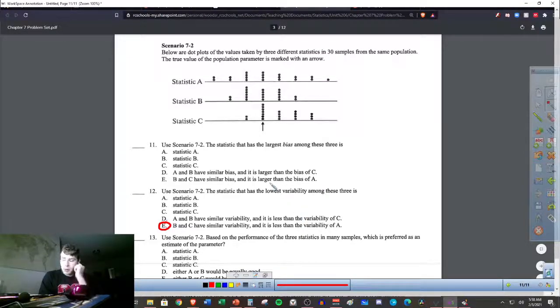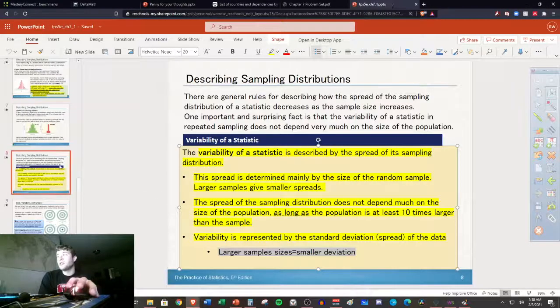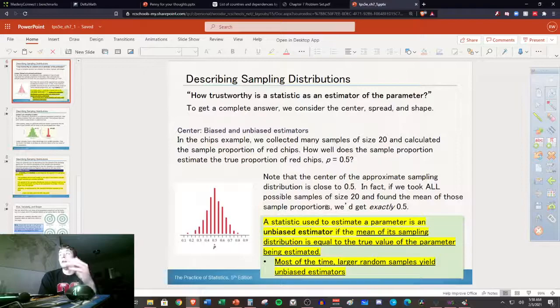All right, cool. So we're through those. Now we're going to talk about the last idea that was in that first section, which is the idea of an unbiased estimator. A statistic is used to estimate a parameter. A statistic used to estimate a parameter is an unbiased estimator if the mean of the sampling distribution is equal to the true value of the parameter being estimated, okay?